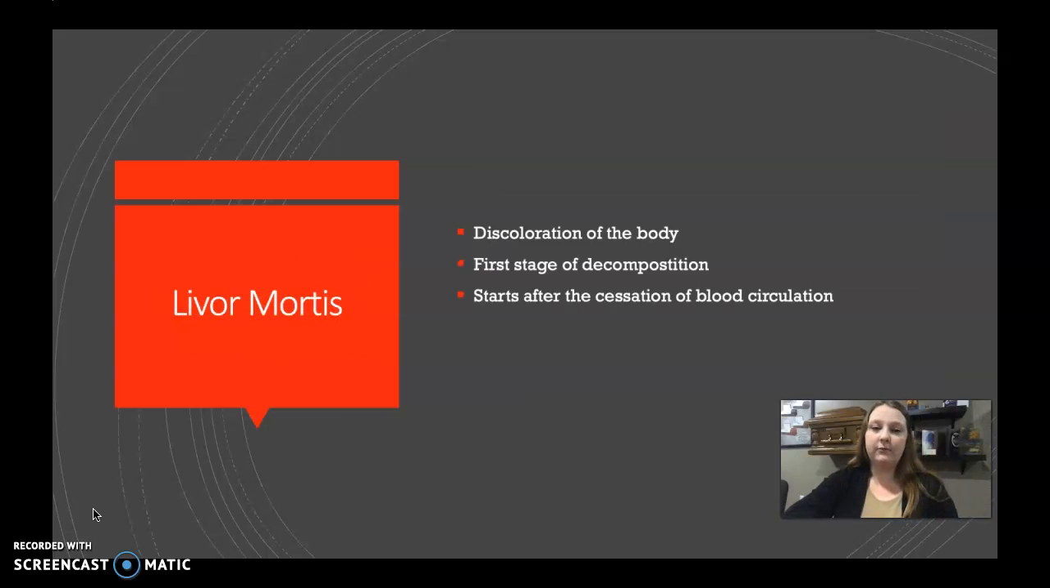And to talk about livor mortis a little bit, it is the first stage of decomposition. It's discoloration of the body, the dropping of blood. It starts after the cessation of blood circulation. And our textbook put it very well, a better way to understand it is the gravitational pulling of blood to dependent parts of the body. Livor mortis, or hypostasis, or lividity, starts 4 to 6 hours after death.